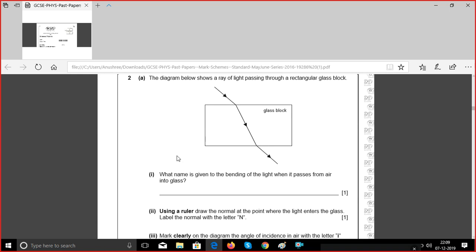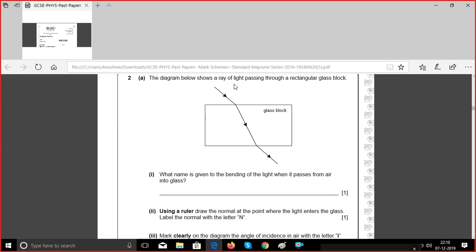The diagram below shows a ray of light passing through a rectangular glass block. What name is given to the bending of light when it passes from air into glass? Refraction. Now using a ruler, draw the normal at the point where the light enters the glass. Label the normal with the letter N. So it would be 90 degrees to the surface of the glass block. Where this ray is falling on the glass, at that point you have to draw a normal which is 90 degrees to the surface of the glass.